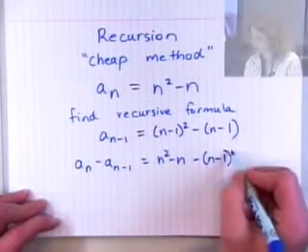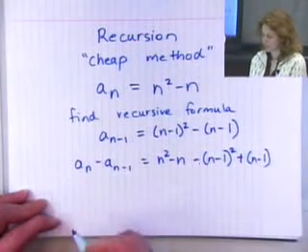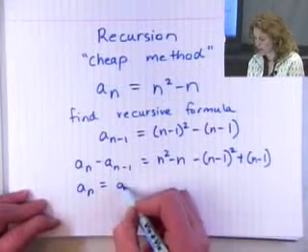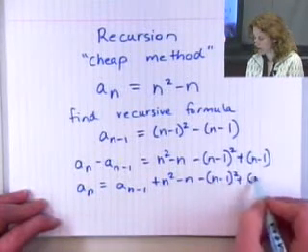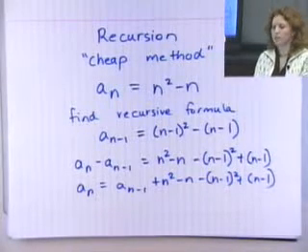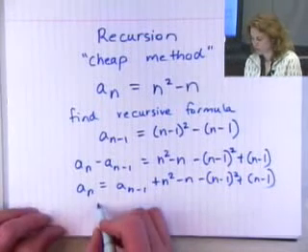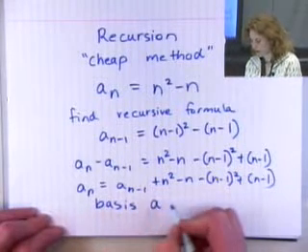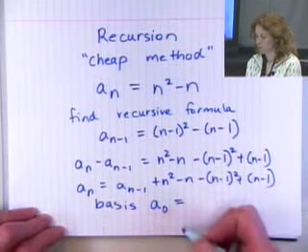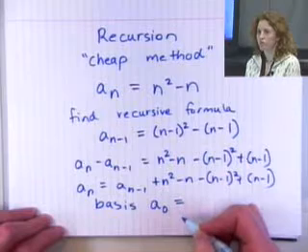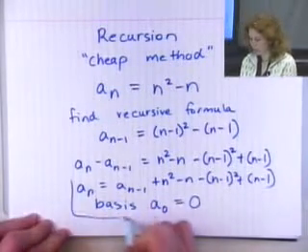So in this case, we got n squared minus n minus (n minus 1) squared plus (n minus 1). You don't even have to solve this down. Just solve for a sub n. And this is a recursive formula, except it's missing something. What is it missing? Basis. It's missing a basis. We can't have a recursive definition without a basis. So our basis is what? A sub 0 or 1 is fine. So a sub 0 equals, and what does it equal? 0 squared minus 0, which is 0. So this is my answer, and that's the cheat method.